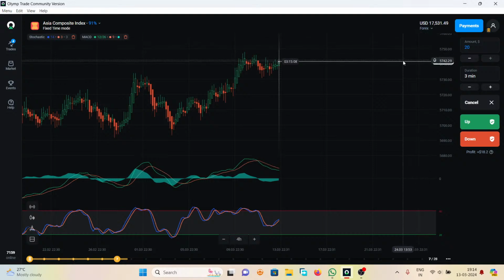Crash index is right now not working. Soon you will get an update about it, so don't worry. We are doing some maintenance, because it's a very highly volatile asset, so you need to wait for some time and everything will be fine, no worries.